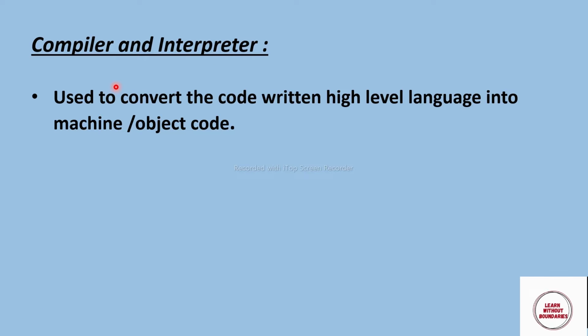We use compiler and interpreter to translate the code written in high level languages into machine code or into object code. So there are many differences between the compiler and interpreter. So let's see.